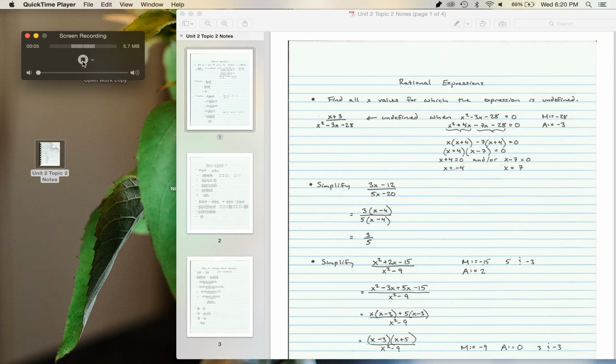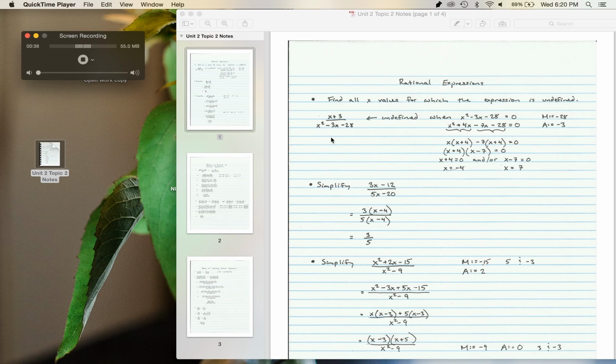For the second topic in Unit 2, we're going to have a look at rational expressions. Rational expressions will feature polynomials in fraction form. So you'll see here in this first example, our directions say find all x values for which the expression is undefined. And we have this rational expression. We have a polynomial on the top and a polynomial on the bottom of a fraction. We want to find all x values for which this rational expression is undefined.